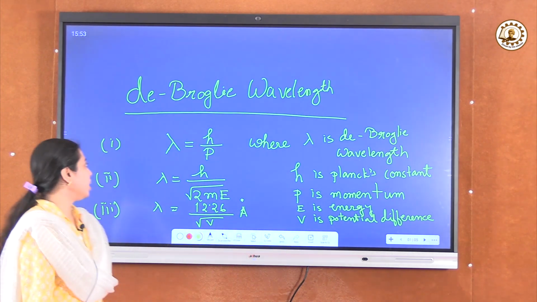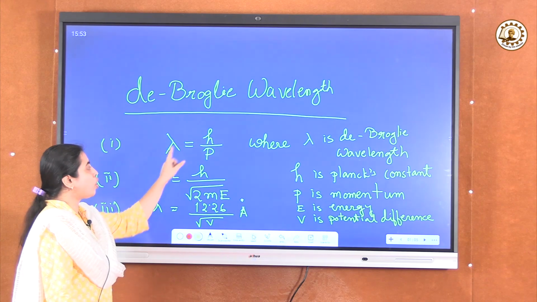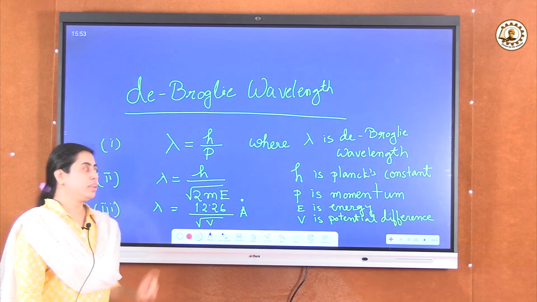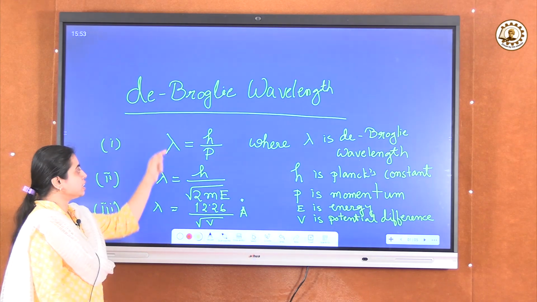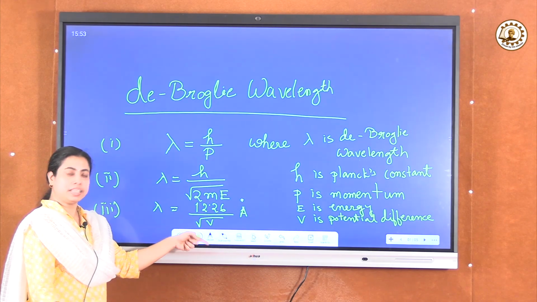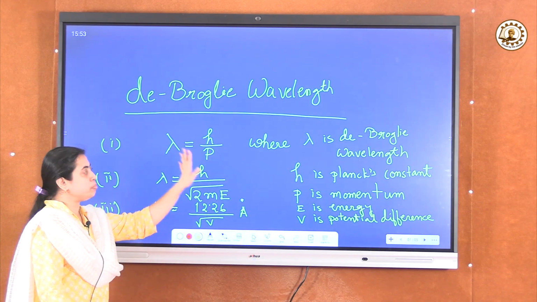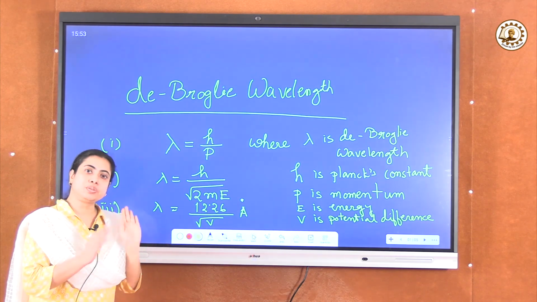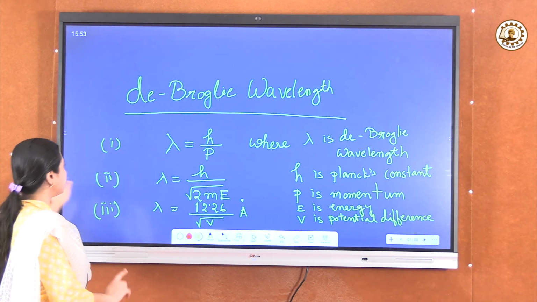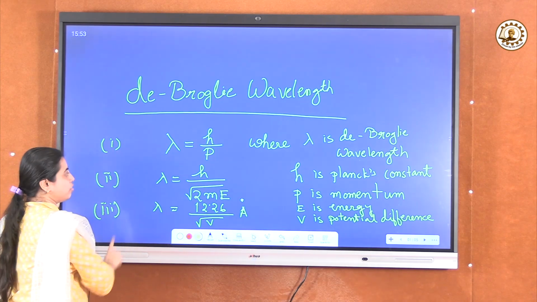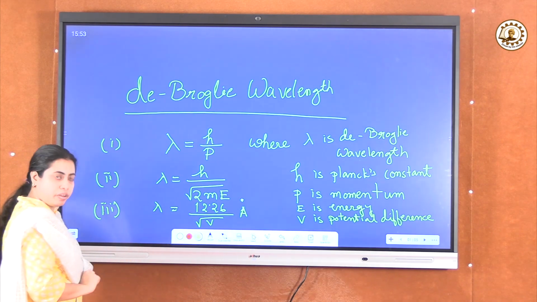At first, I will write the de Broglie equation formula. So what is the de Broglie equation formula? I have written three formulas. These three formulas can be used for different problems. For your easy purpose, I have listed all the three formulas of de Broglie wavelength.